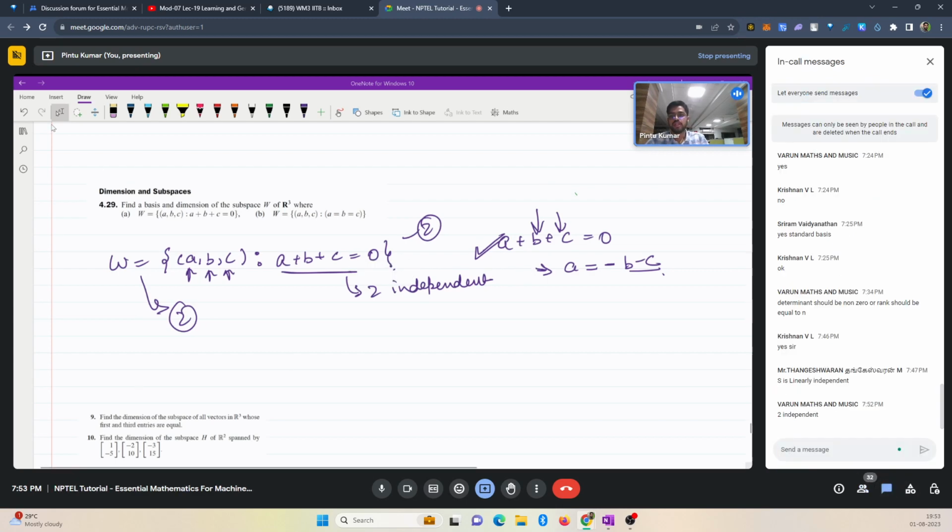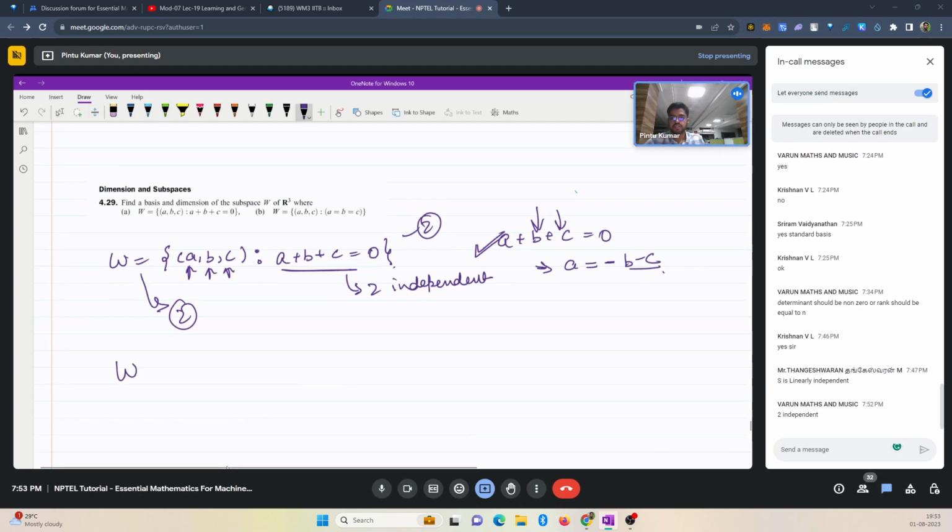Now similarly for the second one, your W is nothing but (A, B, C) where A is equal to B is equal to C.